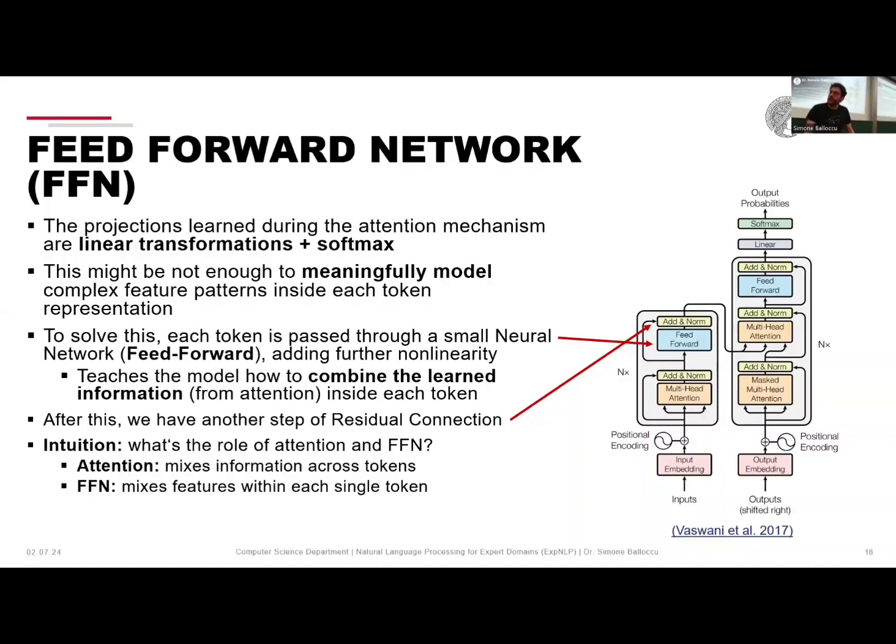Yes? I'm not entirely sure where the values for a feed-forward network come from. The values for the feed-forward network come from another small neural network that you initialize randomly and that needs to be backpropagated. It's part of the parameters of the model, part of the pre-training. Yes.